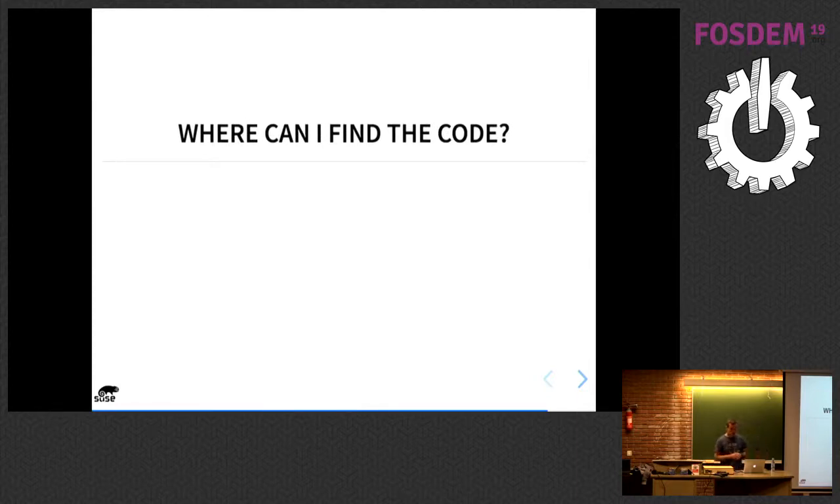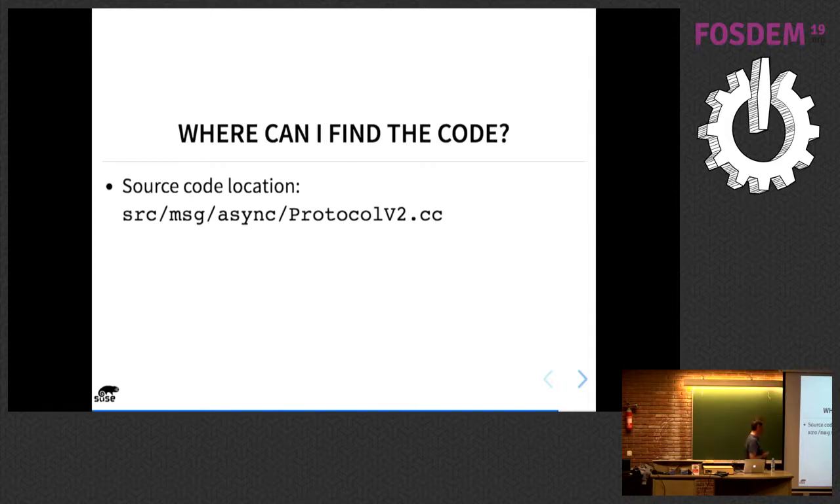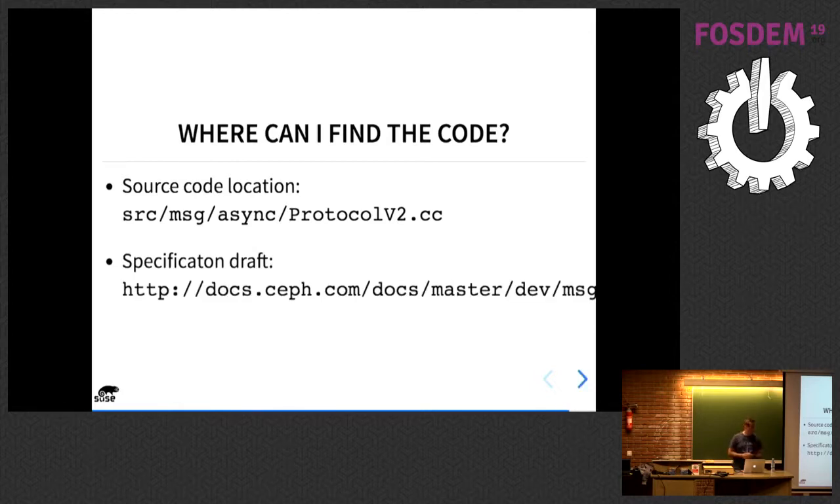So the source code, if someone wants to look at it, you have to clone the project, and in this file you have the implementation of the whole protocol. You also have a file called protocol v1, where you can see the v1 protocol, and you can also read the specification draft of this protocol in the Ceph docs page.